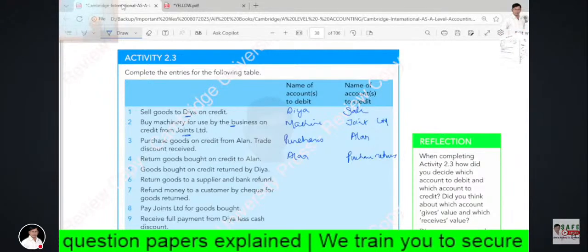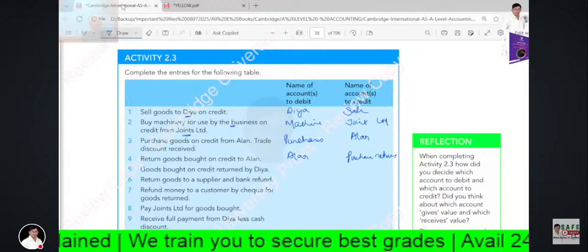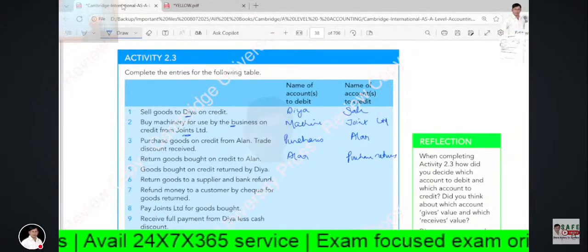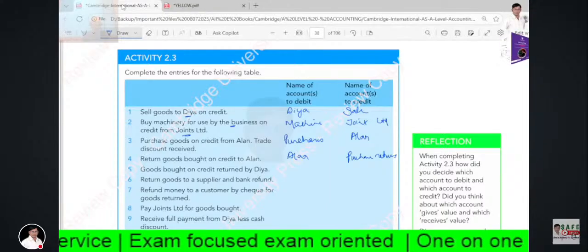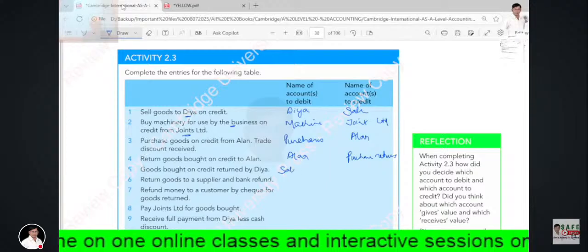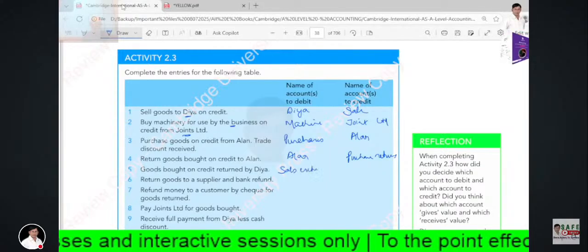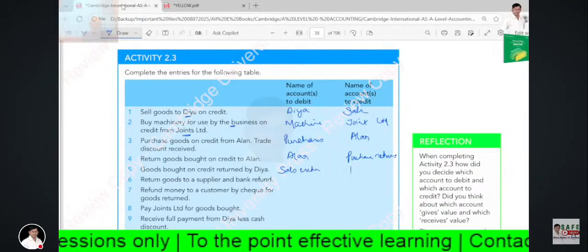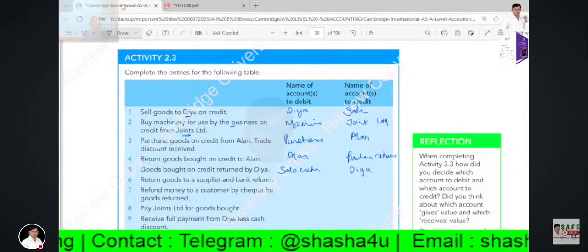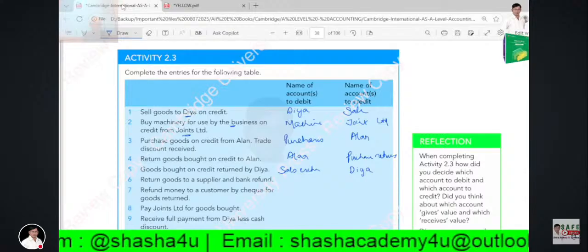So what has happened? We have sold goods to Dia on credit. So we are receiving that. So sales, opposite of that is sales return. So we have to credit Dia because Dia is the giver of the goods. Dia has returned the goods.